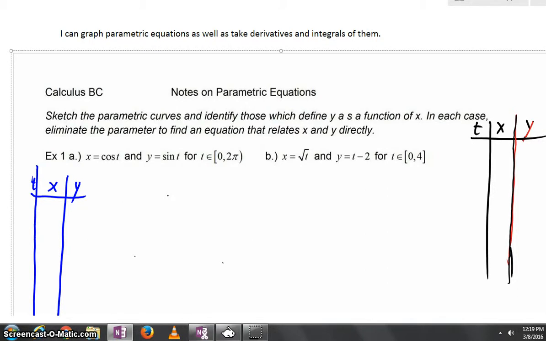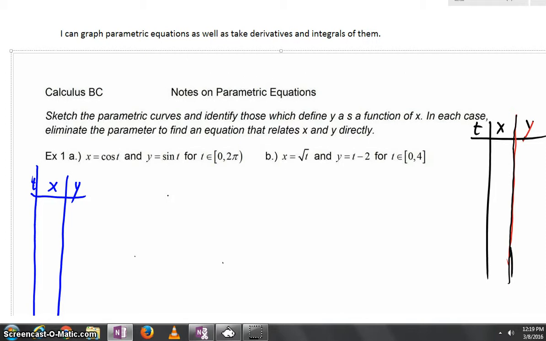Starting our last unit in BC Calculus, we're going to be investigating parametric equations. You can look at our learning target at the top of the screen. I can graph parametric equations as well as take derivatives and integrals of them. And first, I think we should address what exactly is a parametric equation, or what are parametric equations.